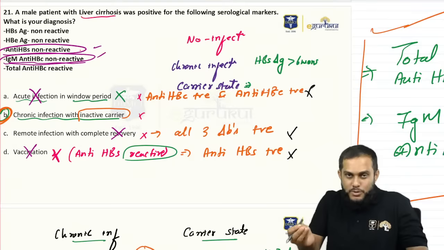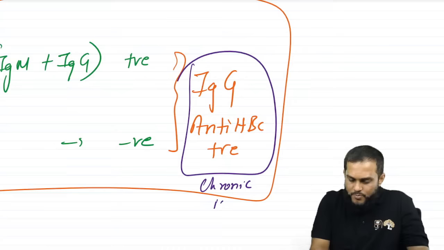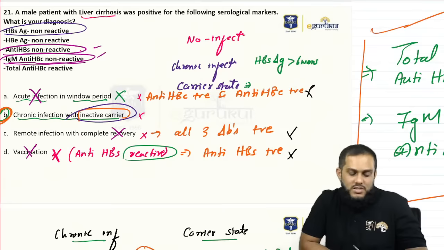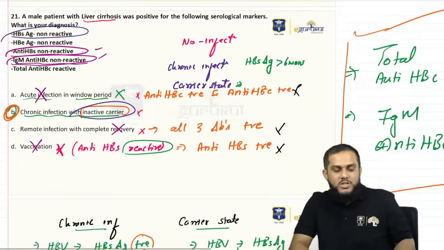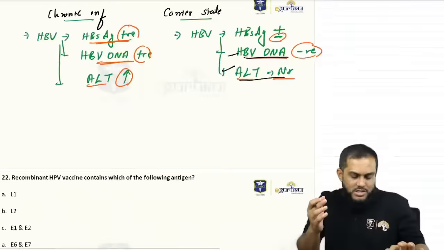And they say IgG anti-HBC positive, that is also in favor of chronic infection. And then HBsAg non-reactive, that is in favor of carrier state. And that's why the better answer is option B. That is what I feel. Guys, maybe if the serology recollection was not proper, or the question was not proper, the answer may change. Okay, sir, moving to the next question without wasting our time.